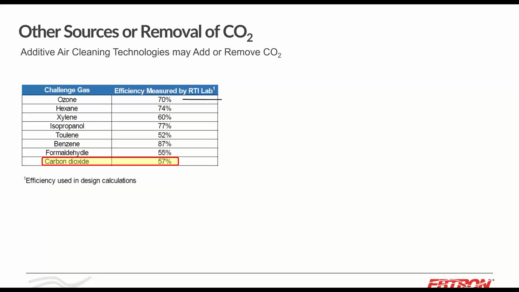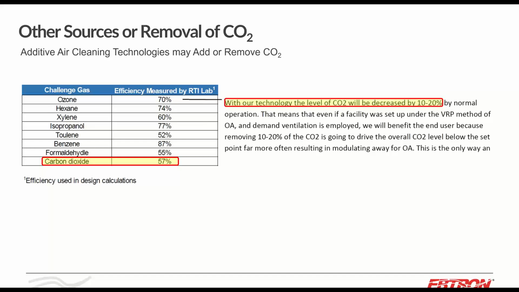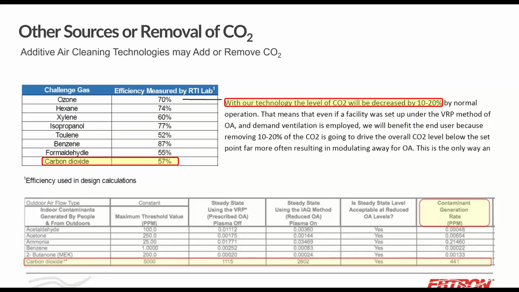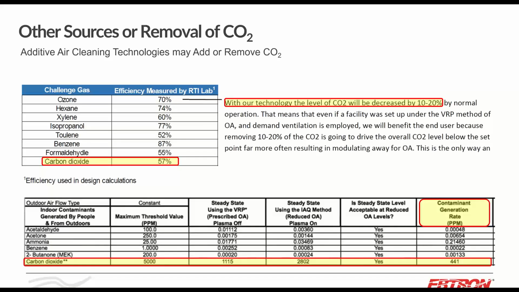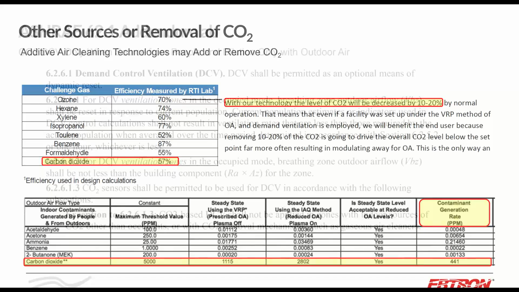Some of these additive technologies add or remove CO2. This technology removes 50% CO2. This technology removes 10 to 20% of CO2. This technology actually adds CO2 to the space. You cannot use a technology that adds or removes CO2 and DCV. In fact, you're not even supposed to be using the indoor air quality procedure and DCV together, because DCV is part of the VRP. And I'll show you why.